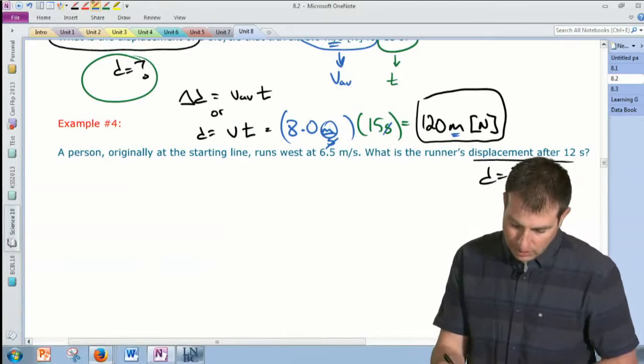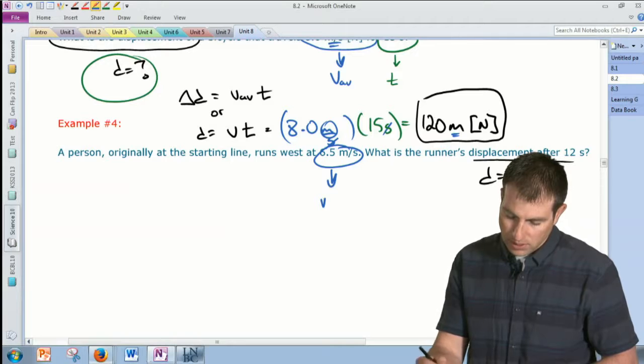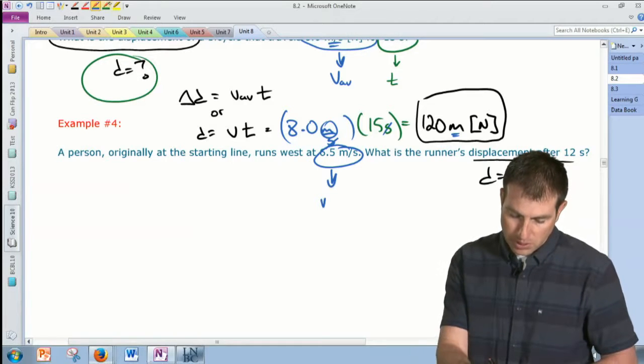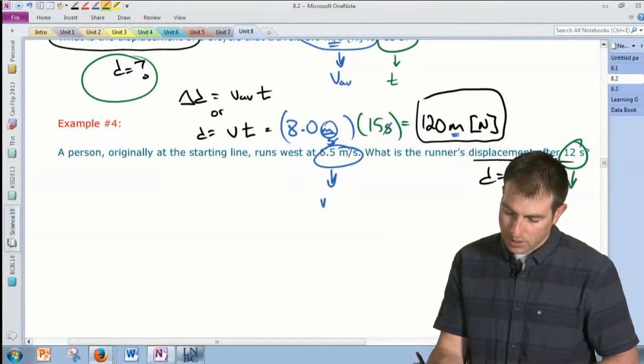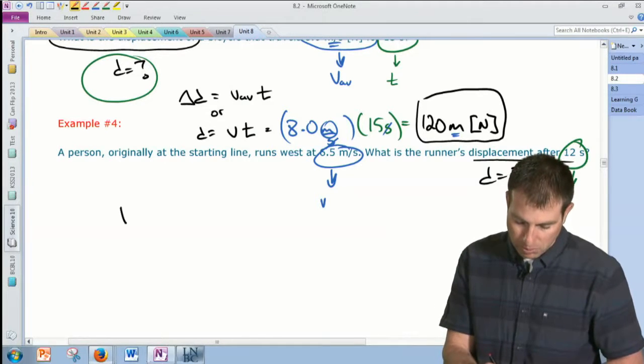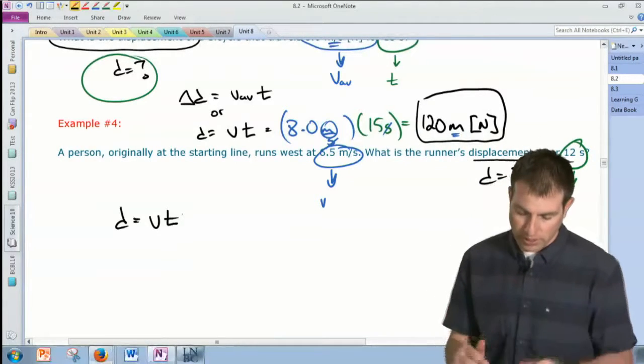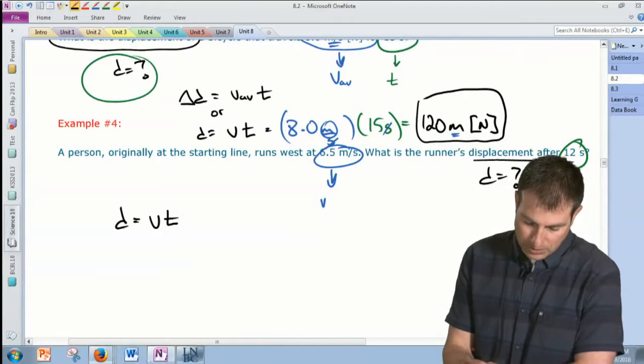What information am I given? So I see this 6.5 meters per second. I know that's a velocity. I'm trying to find the displacement, and then I have a time of 12 seconds. It's going to be the same formula, and I'm just going to keep it really simple. I'm going to write d as velocity multiplied by time. Not going to include the triangles and the v averages and all that nonsense. Typically, it just gets really confusing.